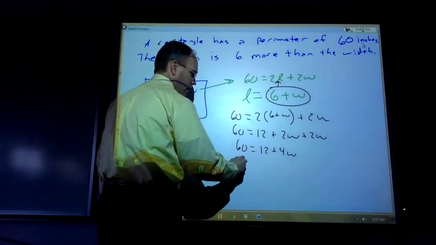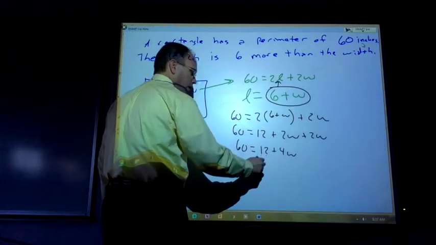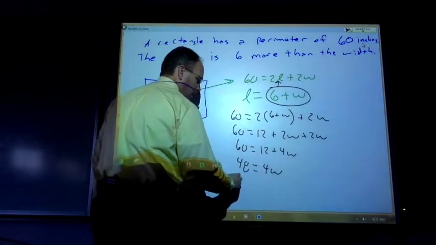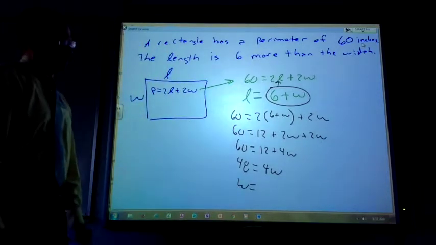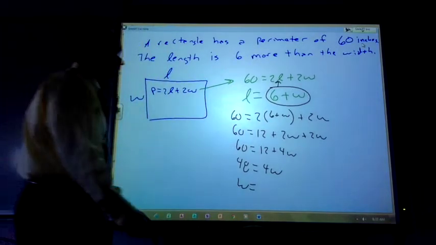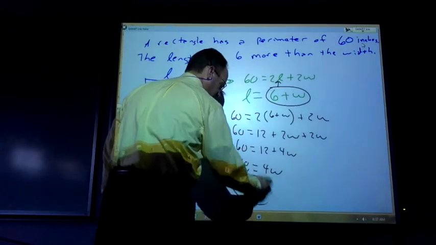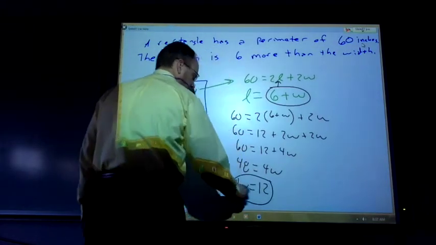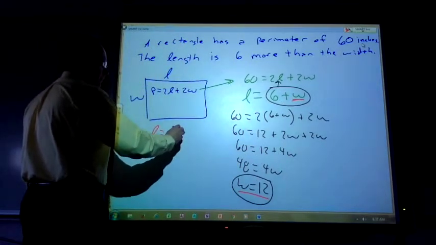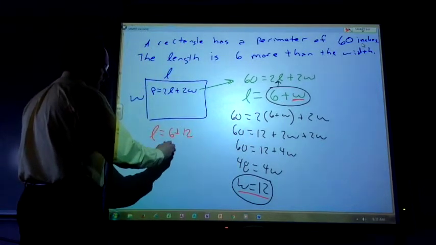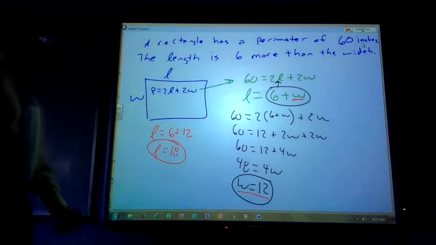That's what, 48? Could I subtract 12? My width is equal to 12. Okay, so if my width was 12, I can plug it in there. My length has got to be what? 18. I love it. I have a length of 18, a width of 12.